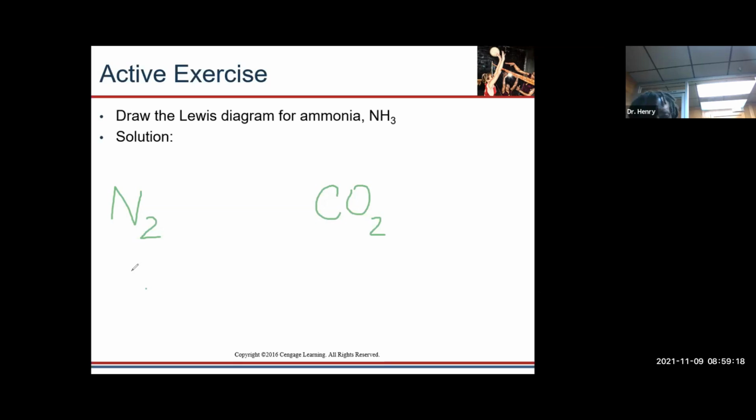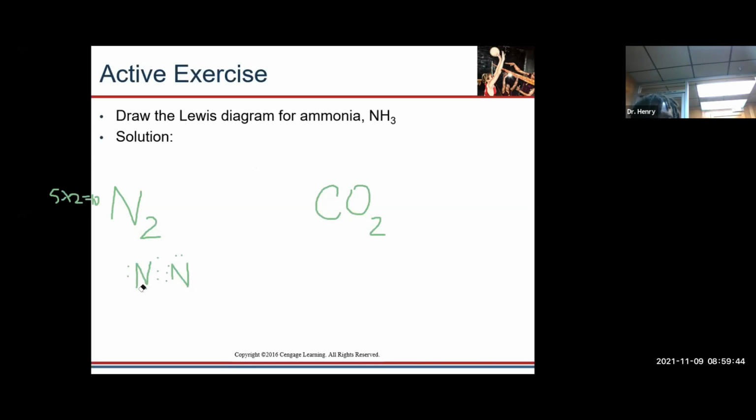It has 5, so we have 2. So we have a total of 10 valence electrons that we're working with. So 5 times 2. So we have 10 valence electrons. So let's go 1, 2, 1, 2, 3.